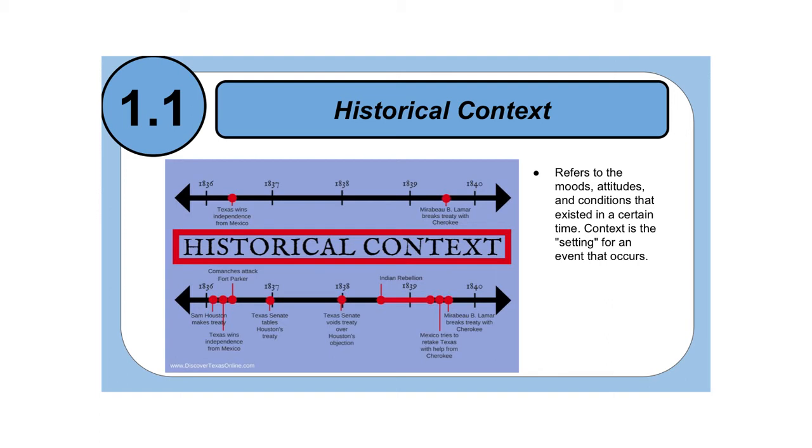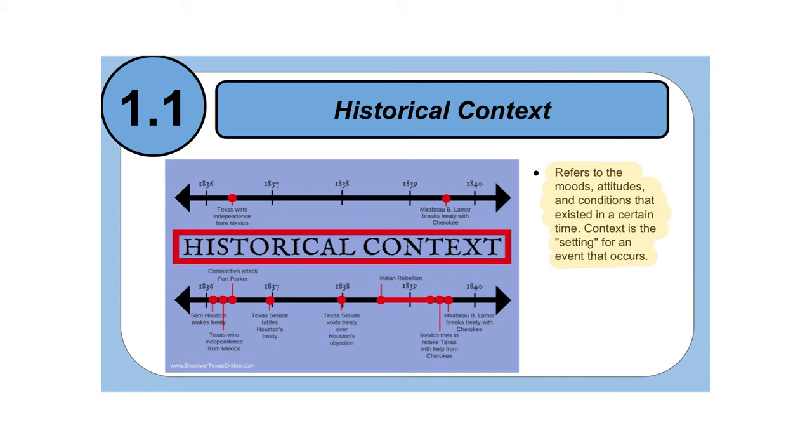Historical context refers to the moods, attitudes, and conditions that existed in a certain time. Context is the setting for an event that occurs. So when we say, give me more historical context, we're asking that you set the scene for us. Tell us who is there, what's going on, what are they wearing, what are they talking about, is it cold outside, are they in Europe, are they in Asia? You're setting the scene for us, what's caused them to be there. So historical context is all of that background story that gives us a fuller and richer picture of what event we're talking about.